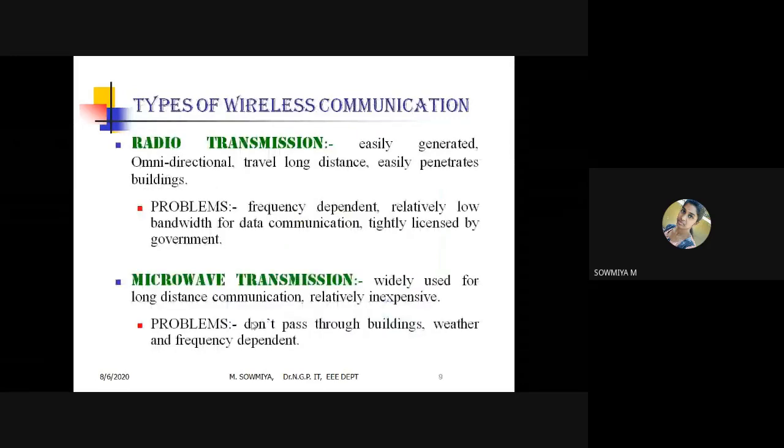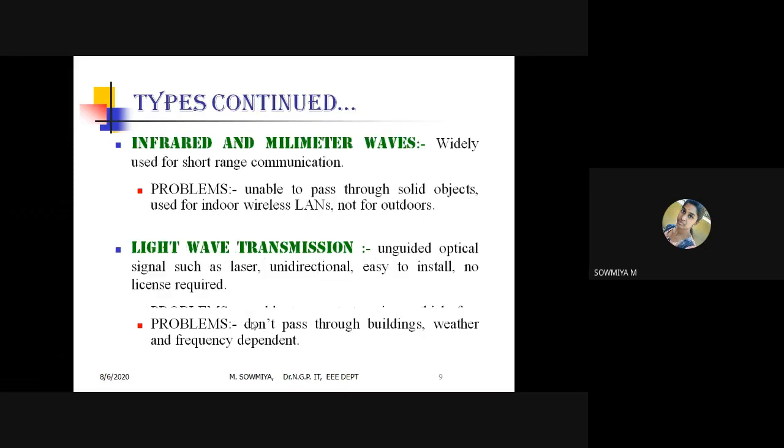And each sector is classified into some types. In wireless communications, we commonly have four types, namely radio transmission, microwave transmission, infrared and millimeter waves, and light wave transmissions.